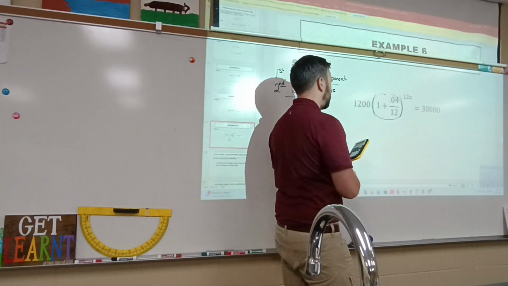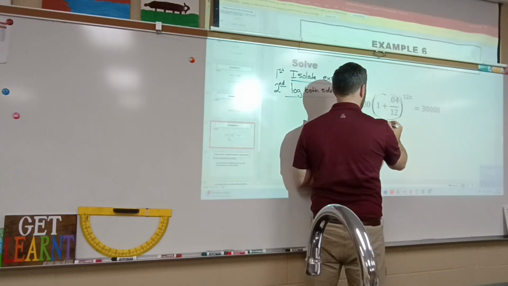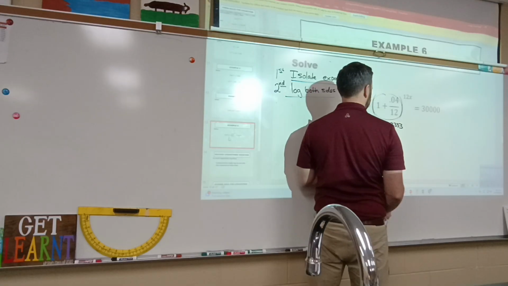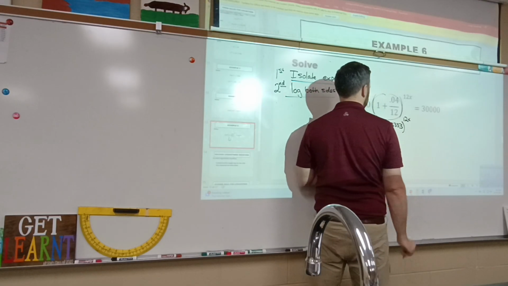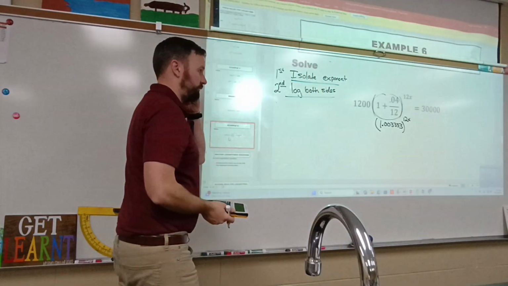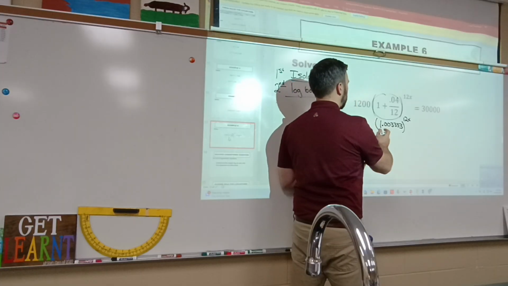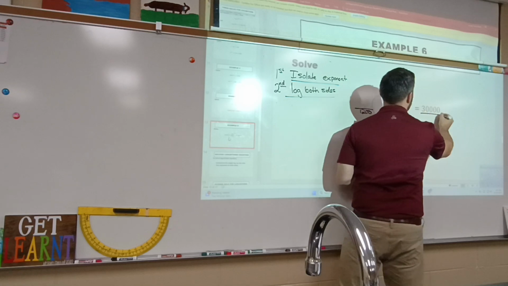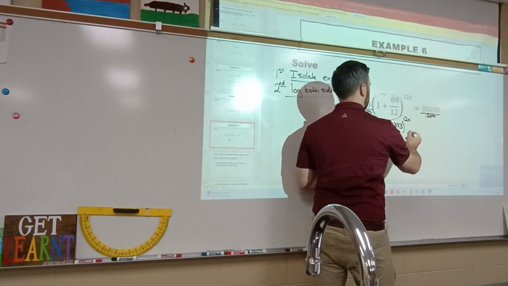Could I convert this to 1.003333? If you want to do it that way, you can. If you want to leave it that mess, you can as well. What else can I do before I move it down? Should I divide both sides by 1200? Probably, because we got to get that isolated.